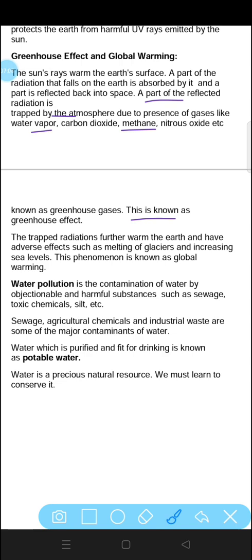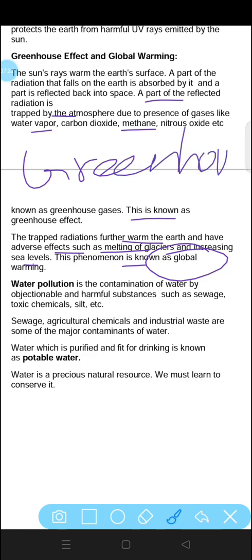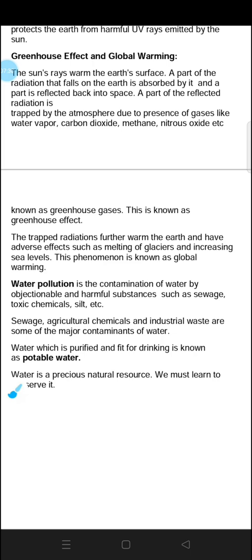Now, the trapped radiation further warms the earth. They increase the temperature of the earth and have adverse effects such as melting of glaciers and increasing sea levels. This phenomenon is known as global warming. So, greenhouse effect leads to global warming. Greenhouse effect causes global warming. They are directly proportional to one another.